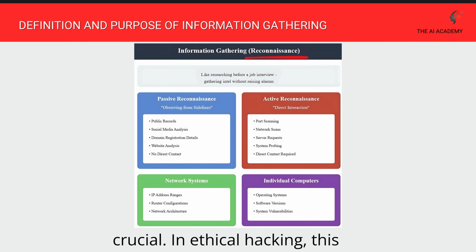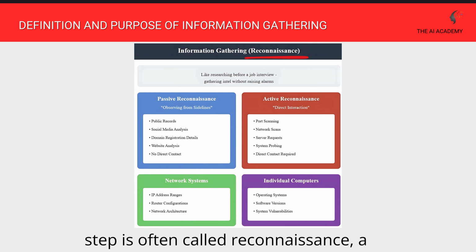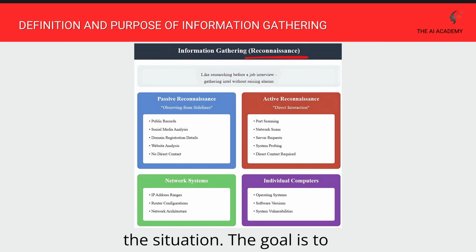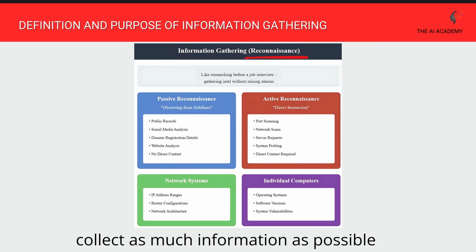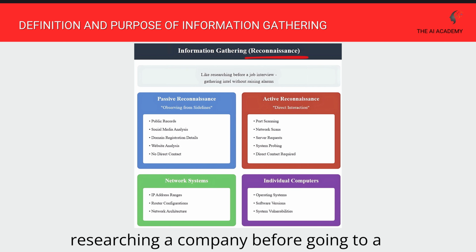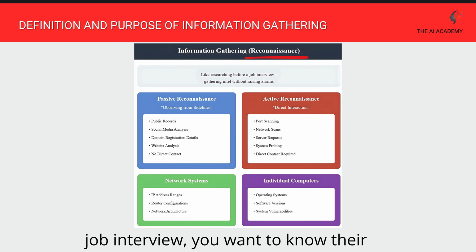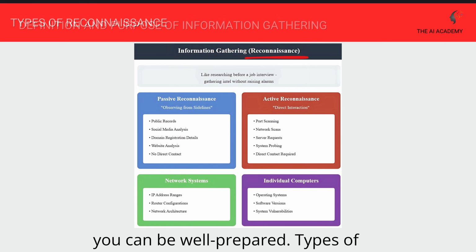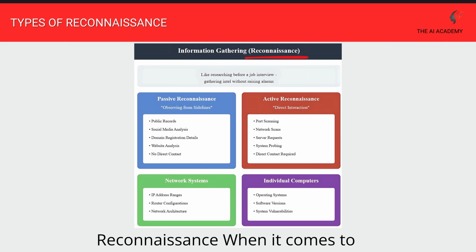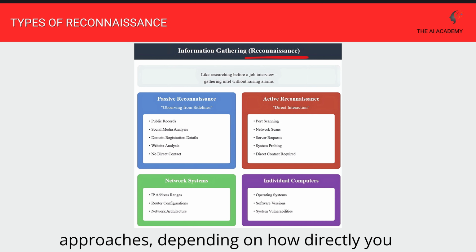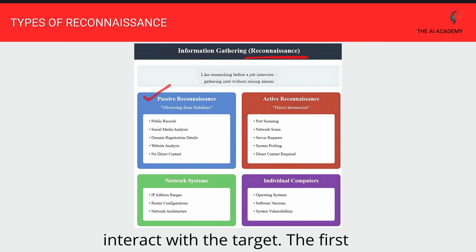In ethical hacking, this step is often called reconnaissance, a fancy word that simply means scoping out the situation. The goal is to collect as much information as possible about the target before taking any further steps. Think of it like researching a company before going to a job interview. You want to know their strengths, weaknesses, and key details so you can be well prepared. Types of reconnaissance. When it comes to information gathering, there are two main approaches, depending on how directly you interact with the target. The first one is passive reconnaissance.